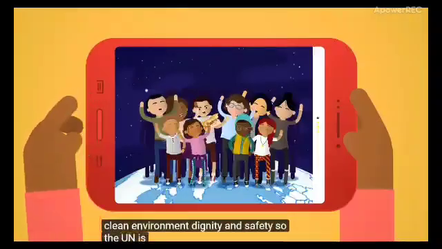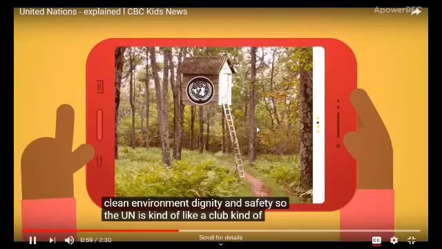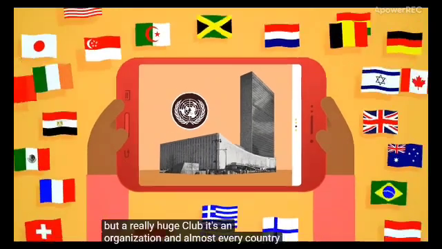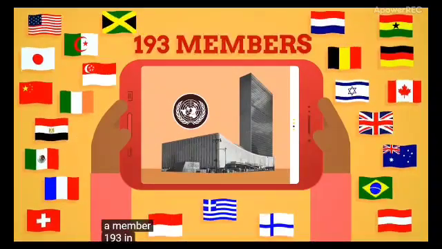So the UN is kind of like a club. Kind of, but a really huge club. It's an organization, and almost every country is a member, 193 in total.